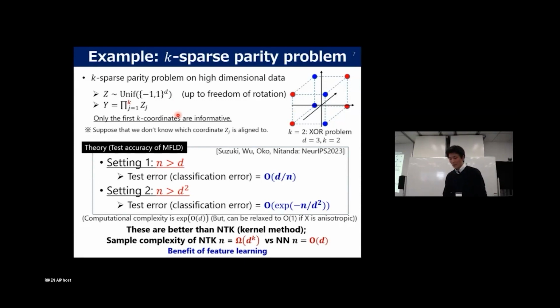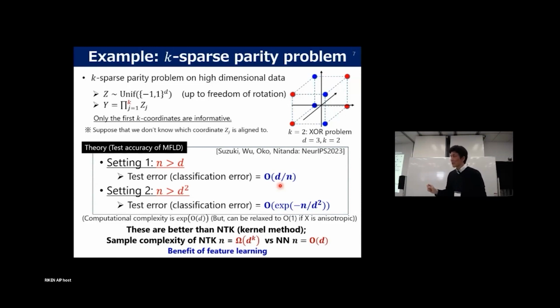Then as a result, we can show that the test error could be bounded by d over n, where n is the sample size and d is the dimension of the input. So we have a d over n test error bound. The good point is that to obtain a small test error, the sample size n could be of order d. Order d is sufficient to obtain a small test error.